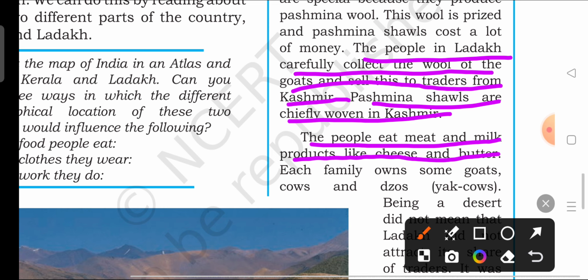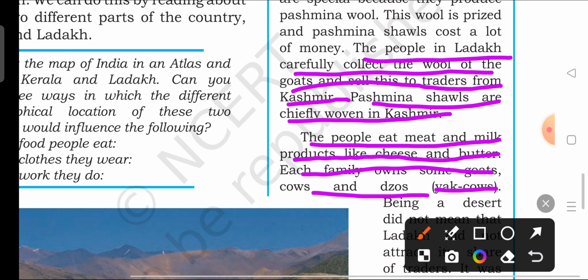And each family owns some goats, cows and dzos. See, a dzo is a yak cow which is bigger in size, very sturdy, and it can carry heavy amounts of stuff on its back also. So it is used like, for example, in Rajasthan they use camels to carry their goods. Here these yaks are being used. They can climb the mountains very easily.